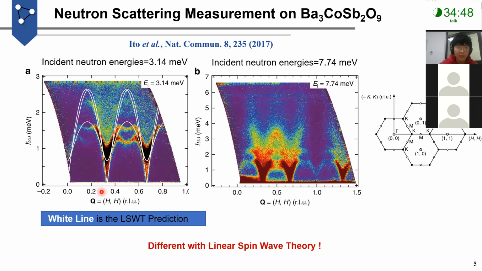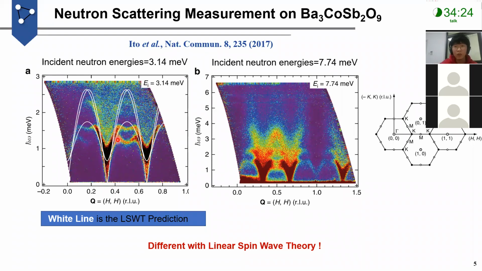First, let's look at the low energy regions. The color map is the neutron scattering result. In the low energy regions, the linear spin wave theory prediction fits the experiment very well, with a gapless Goldstone mode due to the symmetry breaking of in-plane rotation, and two gapped Goldstone modes due to the slight in-plane anisotropy.